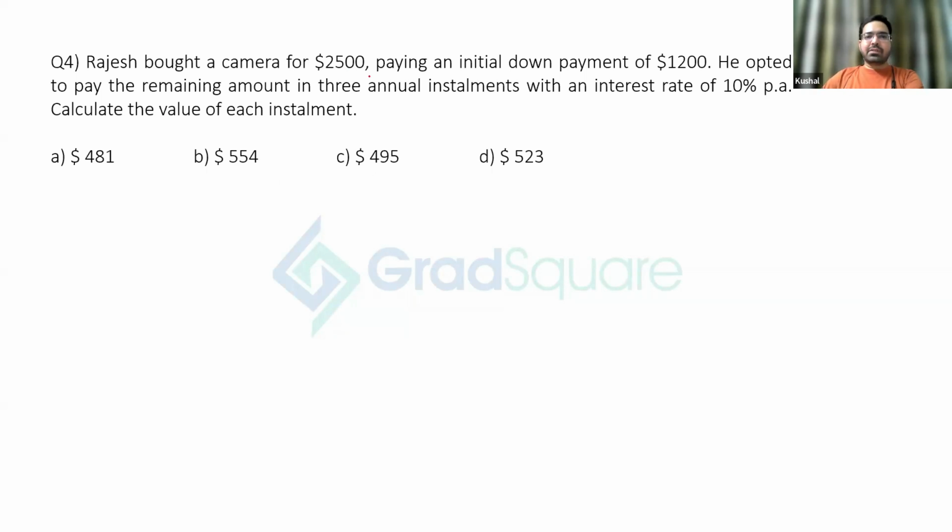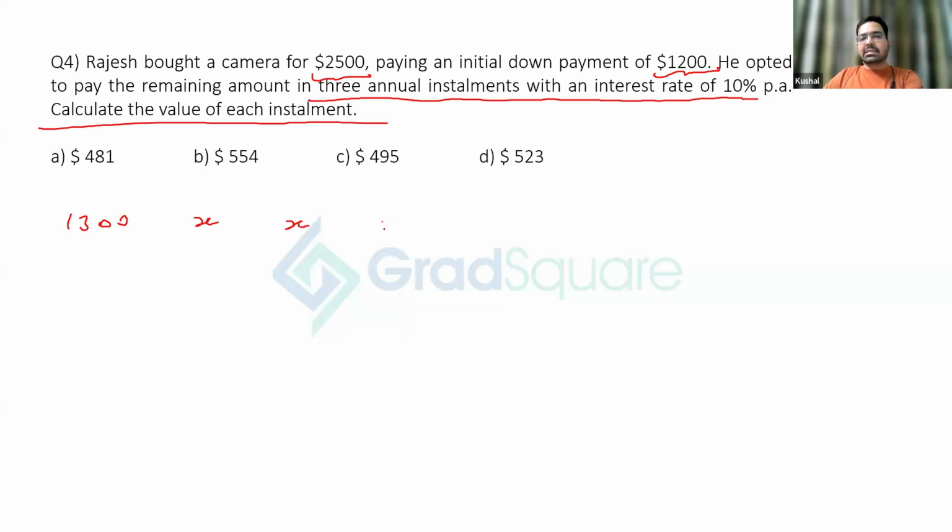Rajesh bought something for 2500, paying an initial down payment of 1200. So how much is the amount left over to be paid? 1300 is left over to be paid. He opted to pay the remaining amount in 3 annual installments with an interest of 10%. Calculate the value of each installment. So if you take 3 equal installments as X and the rate of interest is 10%, I think this is becoming a bit more repetitive. Let's quickly finish it off. 1300 grew by 10% for 3 years. It is going to be 1300 into 1.1 whole cube.